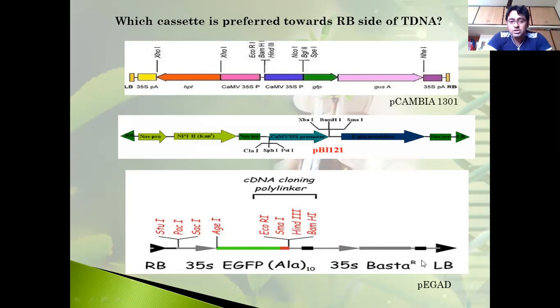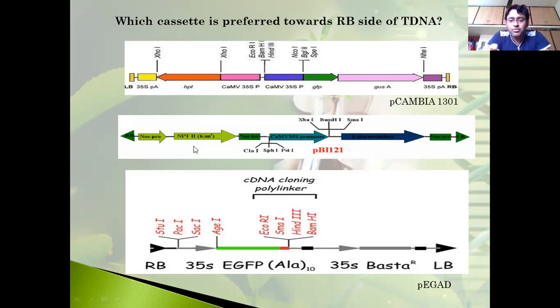Now the important question: is there any rule to place my gene of interest cassette towards the right border or towards the left border? No, there is not a mandatory rule, but in most of the cases you can find that my expression cassette will be towards the left border side, because different companies have developed this binary vector.